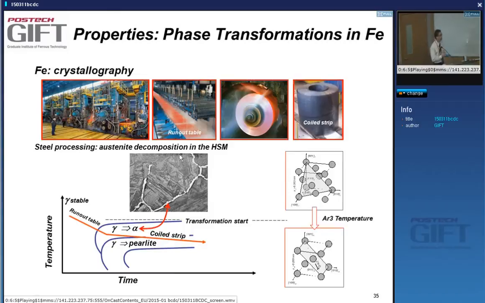This transformation from austenite to ferrite, we call the austenite decomposition. And why do we say decomposition? Because depending on what cooling pattern you use, you can get different microstructures. You can have something that's ferritic, or you can have a microstructure that contains perlite, etc. We'll see that in more detail. So that's why we say decomposition of austenite. Okay.